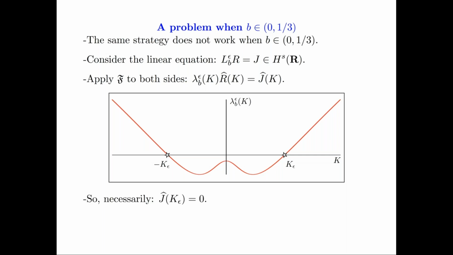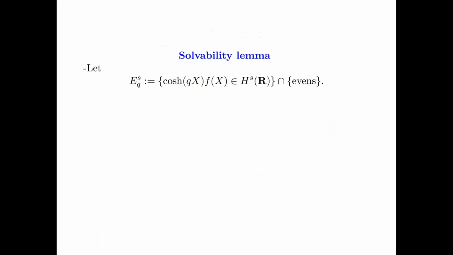So if I evaluate the equation lambda epsilon r hat equals j hat at this special point k epsilon, the left-hand side is 0, and so what we find is that j hat at k epsilon equals 0, which is a restriction on what j can be. It's a characterization of the range of L. The range of L is roughly those functions whose Fourier transform vanishes at the special number k epsilon. Importantly, L epsilon is not surjective. It is injective, because the only thing in like L2 or HS that L epsilon sends to 0 is 0, but it's not surjective.